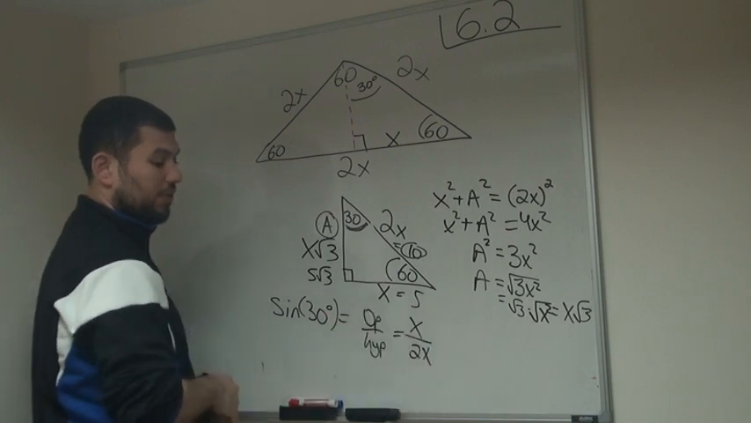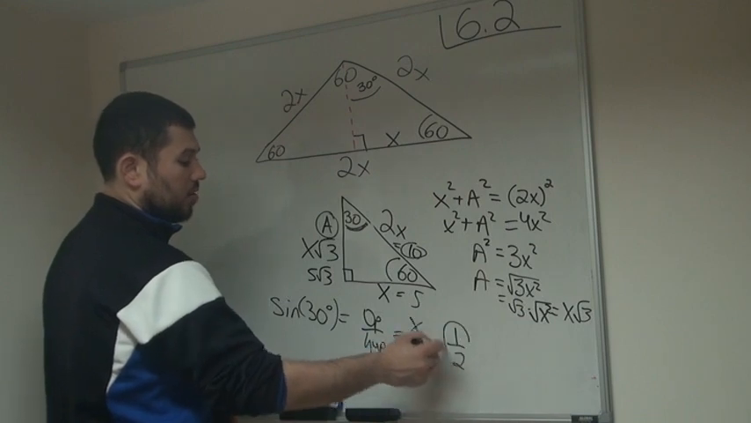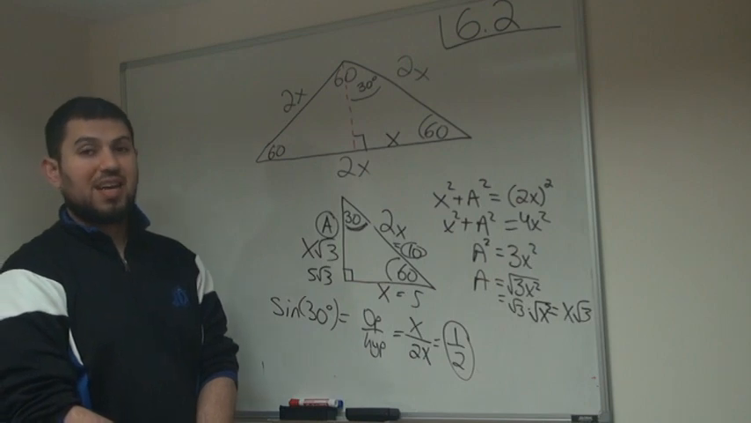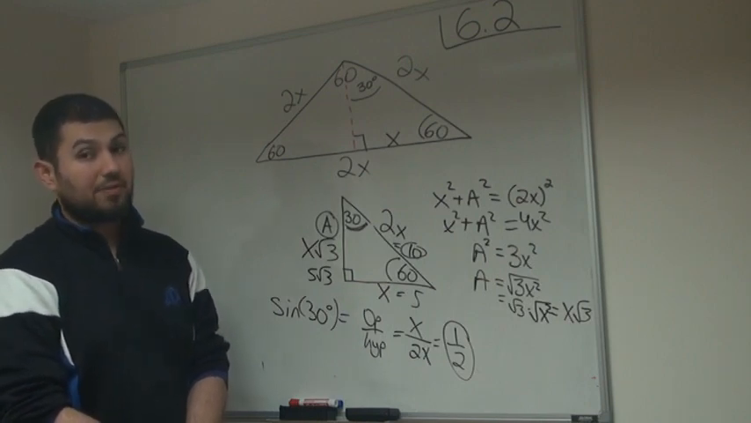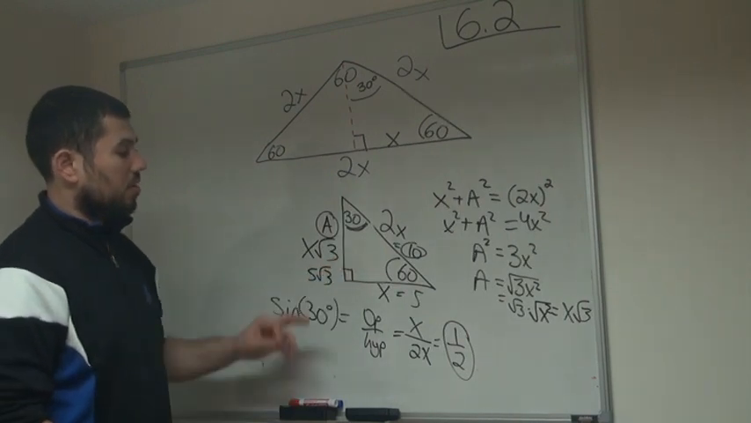So what is x over 2x? Well, if I factor out the x's, I get 1 over 2. And we already did that in our graphing calculators today. So we saw that the sine of 30 degrees is 1/2. If I were to beef this triangle up on steroids, it wouldn't matter.